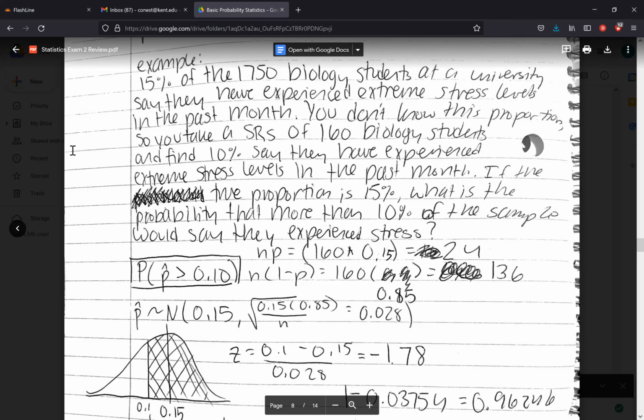Our example here is that 15% of the 1,750 biology students at a university say they have experienced extreme stress levels, which you might also be experiencing now, but I don't blame you because I am too, in the past month. You don't know this proportion, so you take a simple random sample of 160 biology students and you find 10% say they have experienced extreme stress levels in the past month. That seems pretty low to me. If the true proportion is 15%, what is the probability that more than 10% of the sample would say they have experienced stress?